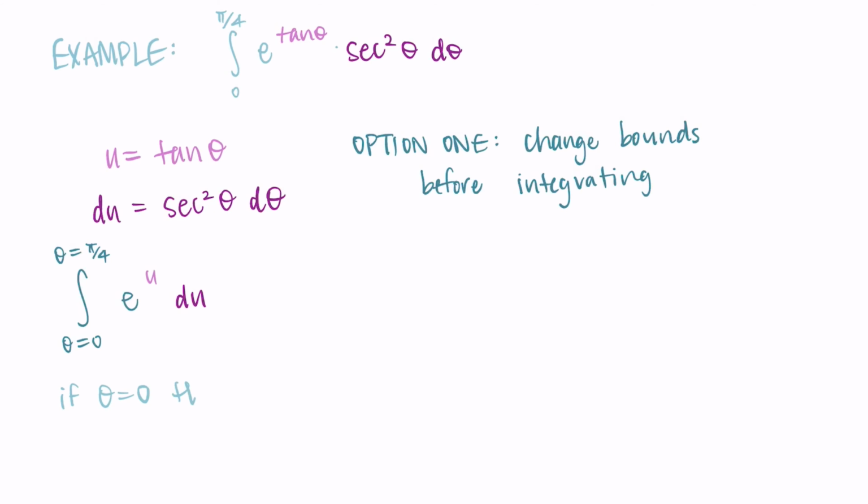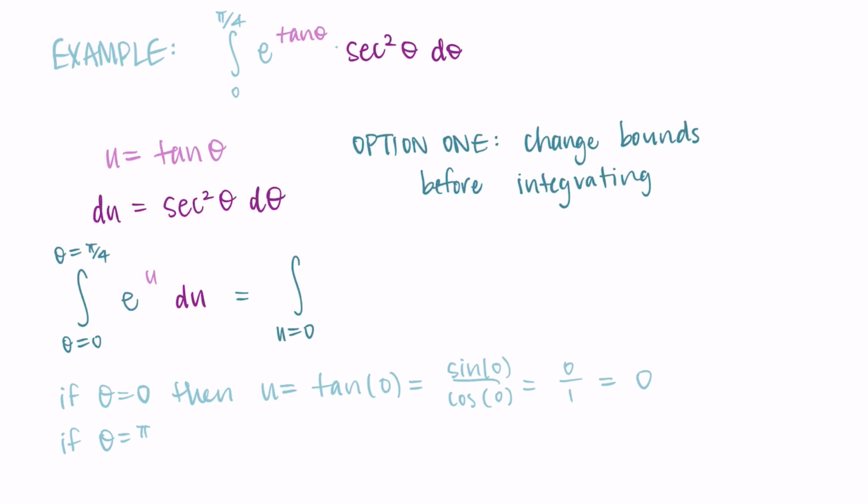So if theta equals 0, I can substitute in 0 for theta into my u equation, and I'm getting u equals tangent of 0, which you might just know this one, but I'm going to write it out. Tangent is sine over cosine, sine of 0 is 0, cosine of 0 is 1, and so I'm getting 0 as tangent of 0. So my lower bound is now u equals 0. It came from theta equals 0.